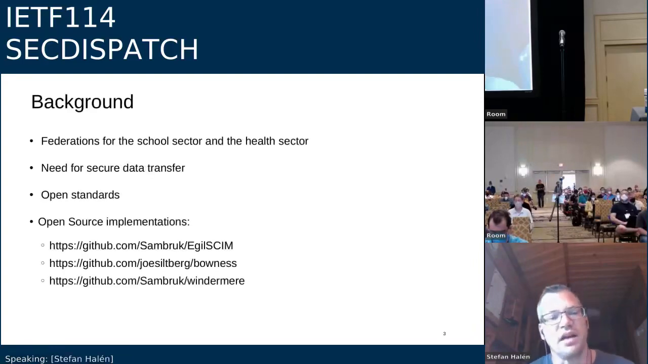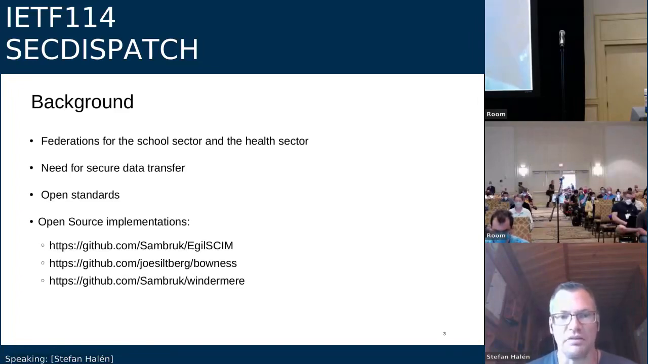Background for this is I work for the Swedish Internet Foundation, an independent foundation that works for the positive development of the internet. We are responsible for the .se top level domain. The profit from selling domains finances, among other things, running federations for the school sector and health sector in Sweden. In the Federation for the school sector, there was a great need to be able to transfer data securely using open standards. That was where the idea of FedTLS was born.